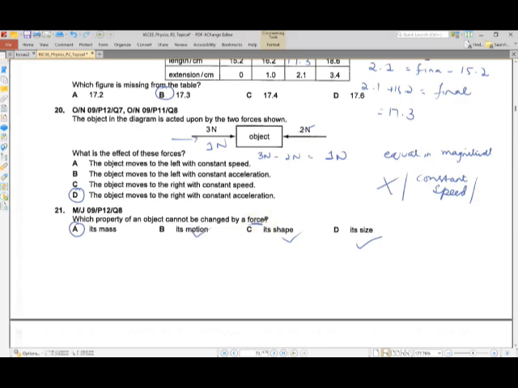We've covered all the questions for deformation. So inshallah, see you in the next video, where I think we will be doing the turning effect of force.